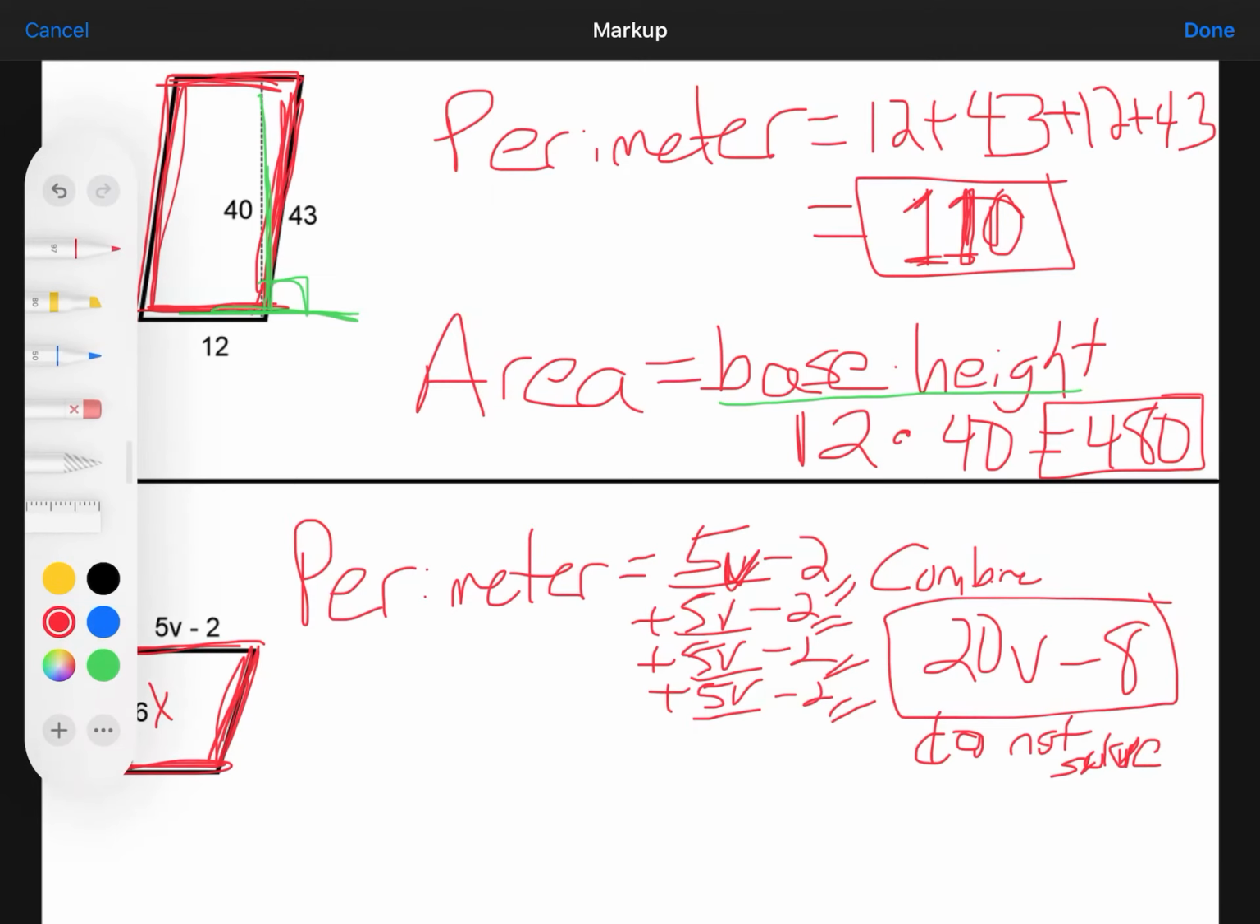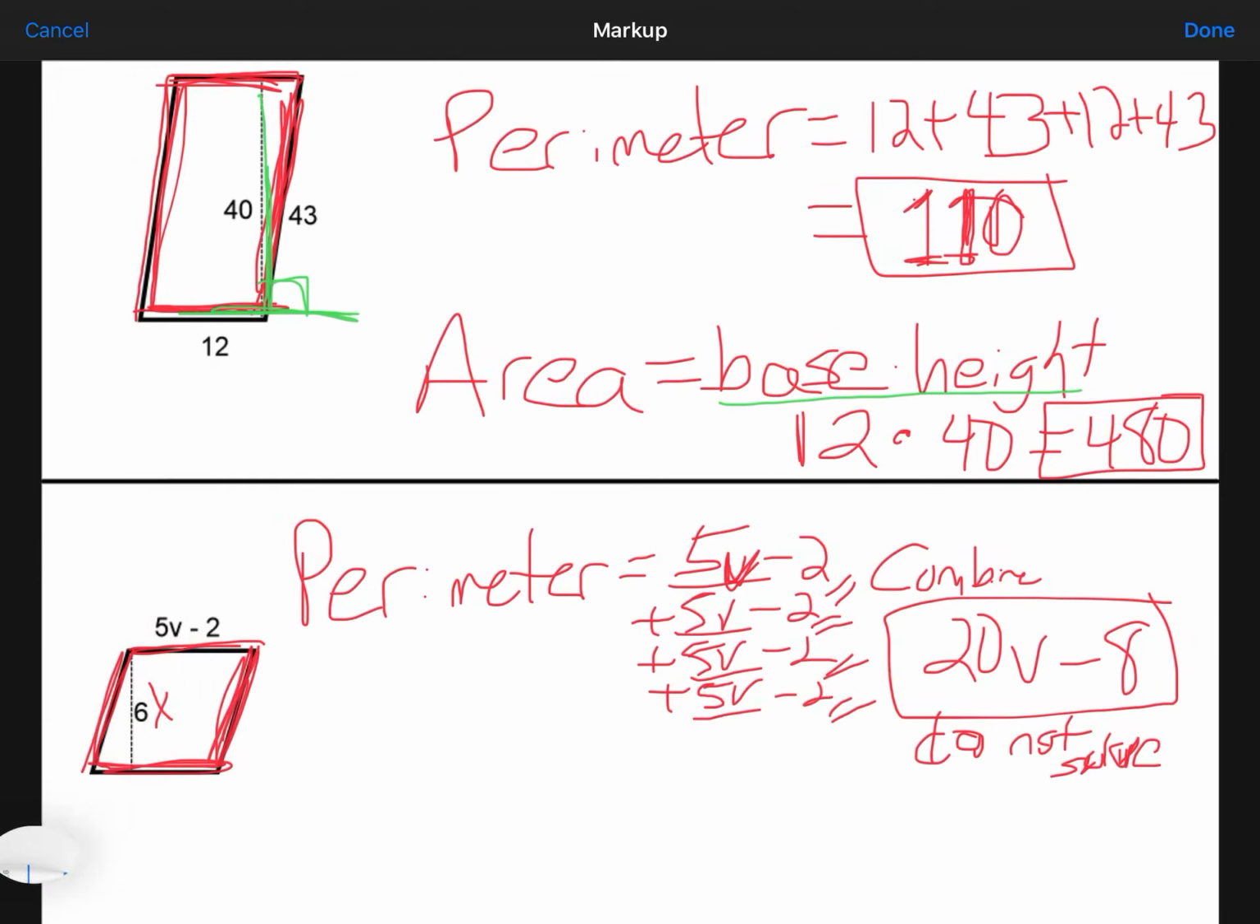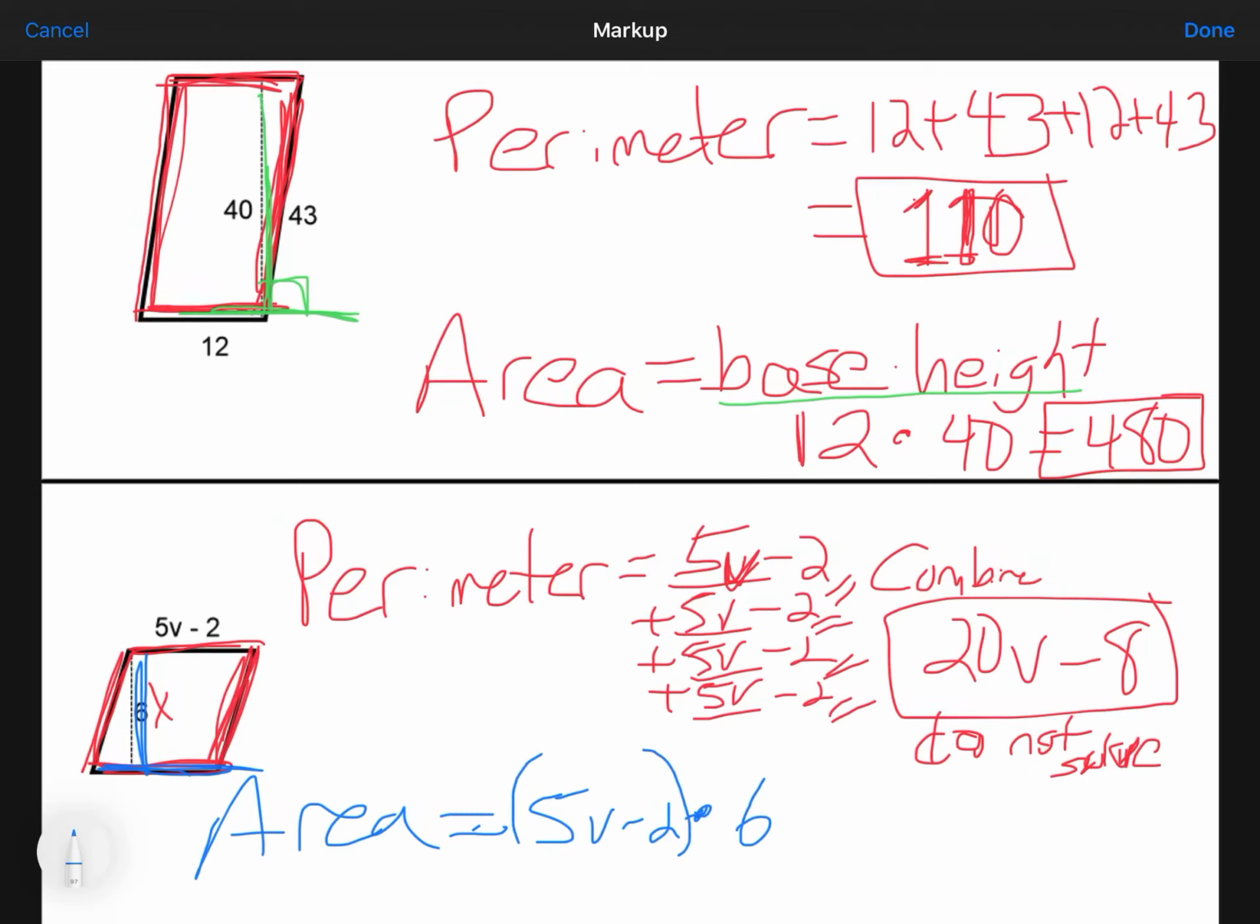All right, and then the last thing here, area. Once again, like the top problem, area is base times height. The base is here at the bottom. It's also 5v minus 2. The height, straight up and down, is 6. What you have to be careful of here is distributing and make sure we can multiply to both situations. So we get 30v and we get 12. Make sure you multiply that height times both things.